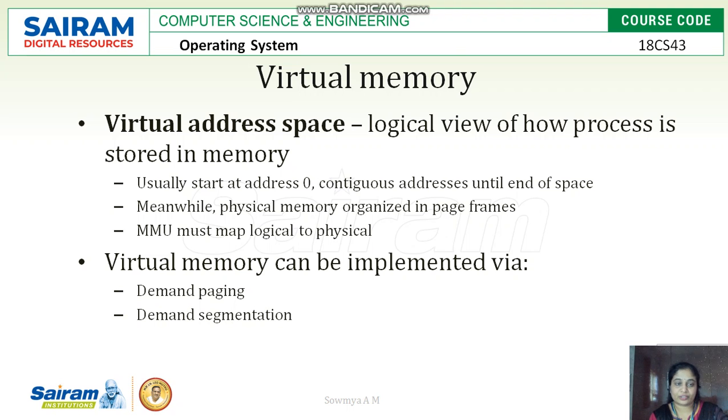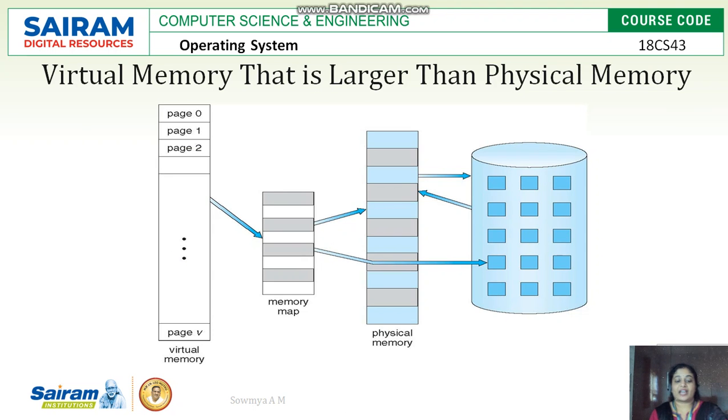To understand virtual memory, first we should know what a virtual address space is. Virtual address space is the logical view of a process's data. We already saw what a logical address is, so that logical addressing is called the virtual address space. This virtual address space, or virtual memory, can be implemented with the help of demand paging and demand segmentation. So here we have the virtual memory view.